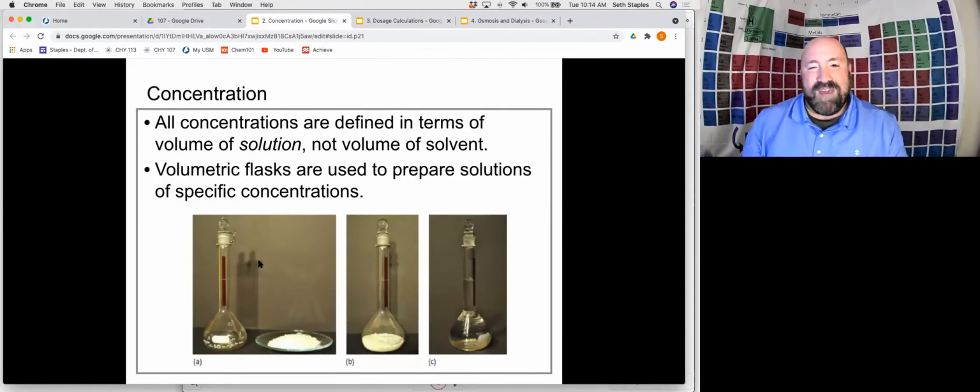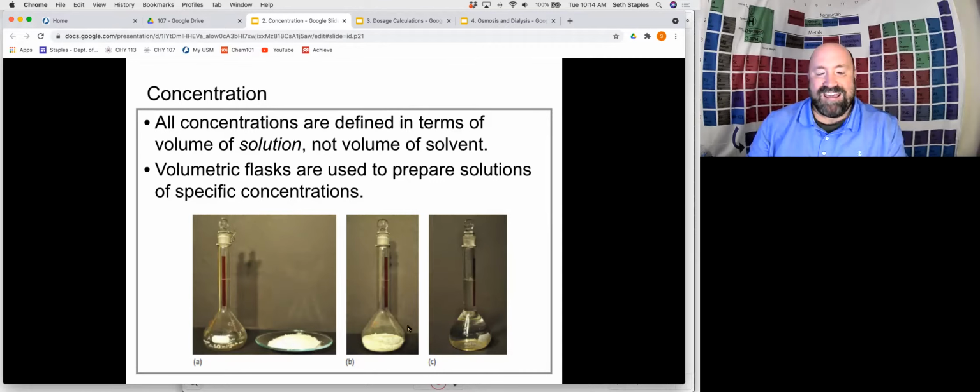When we're looking to make solutions of very specific concentrations, we use something called a volumetric flask. Here's an example of a 50 milliliter volumetric flask. You probably can't see it on your screen, but there's a little line right here on the flask. That line marks 50 milliliters. The way we would make this solution is we would do some calculations to figure out exactly how much of our solute we actually need. So we can see that that's been measured out here.